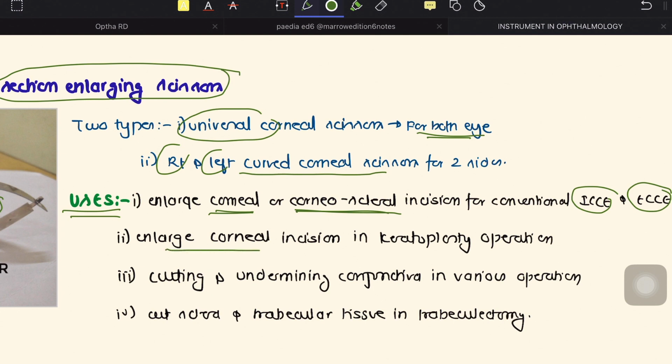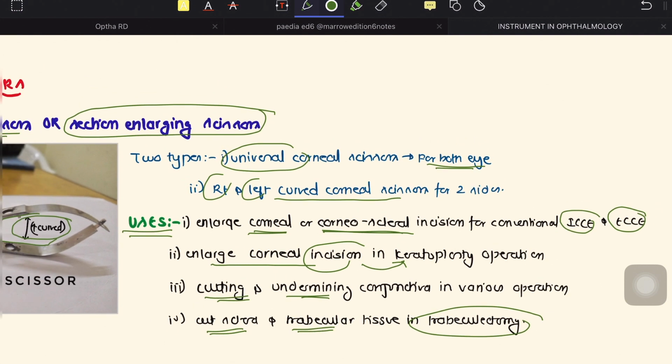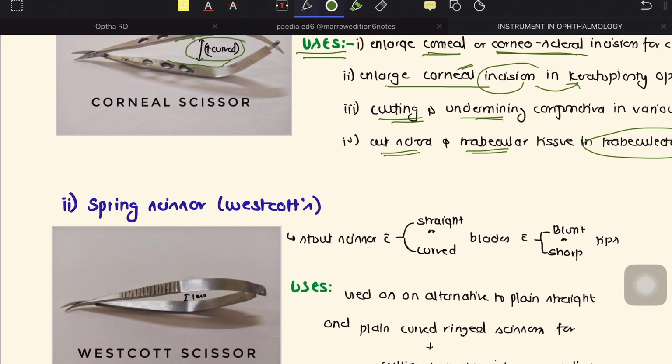It is also used to enlarge the corneal incision during keratoplasty procedure. It is used for cutting and undermining the conjunctiva during various operations, and it is used to cut the sclera and the trabecular tissue during trabeculectomy. So, being a scissor, it is used to cut different structures. It is used to cut the cornea by enlarging the corneal incision during keratoplasty, to enlarge the cornea or corneoscleral incision during ICCE and ECCE, to cut and undermine the conjunctiva during various operations, and to cut the trabecular tissue during trabeculectomy. So, this is the use of corneal scissor.